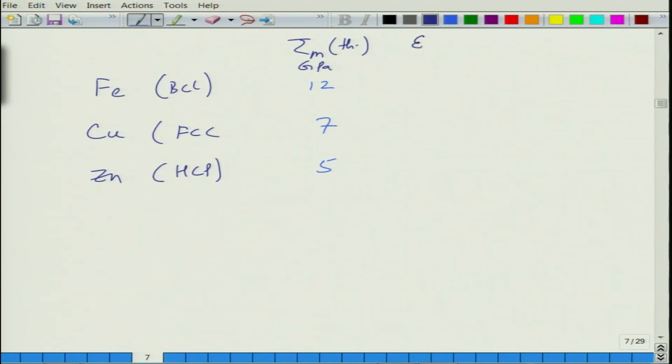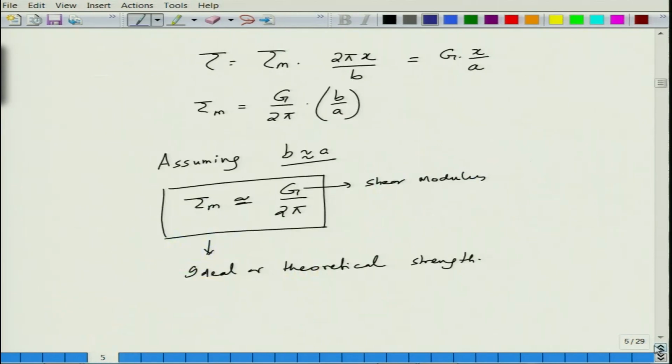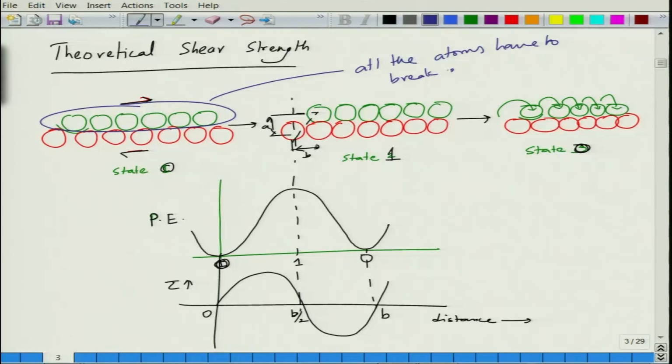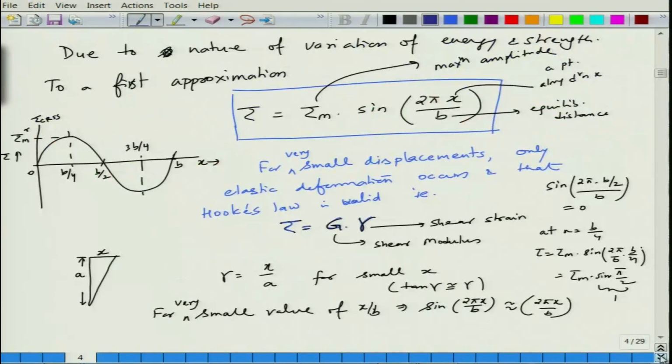But when you look at the experimental values, so it is fine because it has to break a bond and form a new bond, and it is not just one atom, it is all the atoms which have to do. If you look at this picture, all the atoms which are present in this row, so all the atoms have to break the bonds and then re-establish, and that is why this theoretical strength is very high.